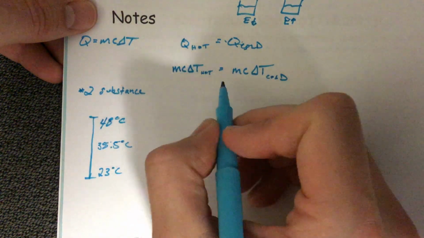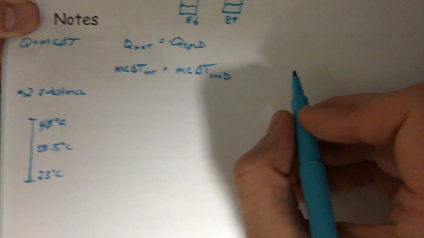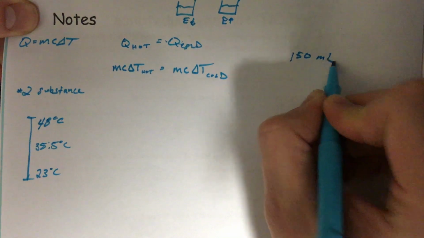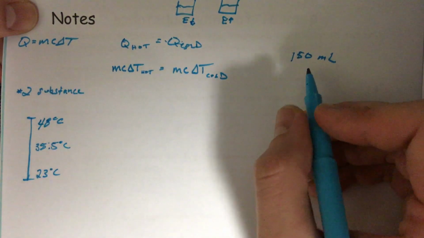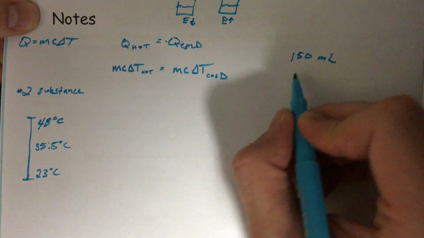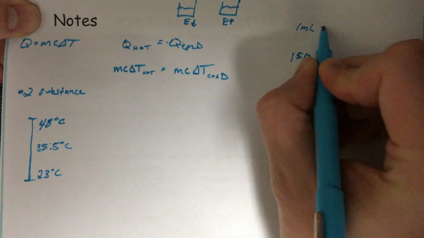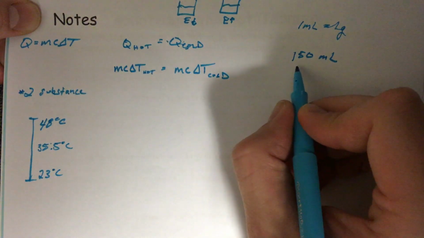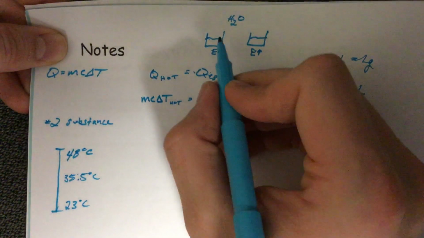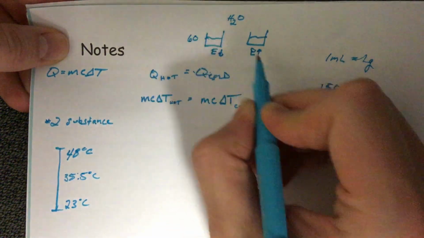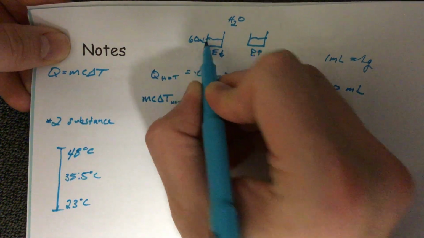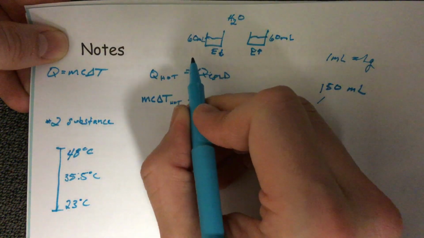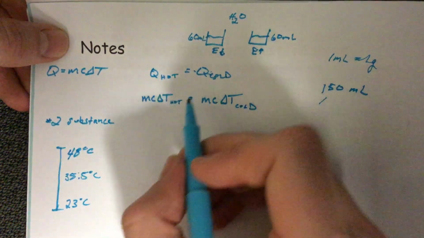So in lab again, we said that our total amount of substance that we can use is 150 milliliters, because that's the max amount that those cups could hold. And we know that 1 milliliter of water equals 1 gram of water, right? So I saw a lot of people were doing about 60 milliliters of their hot water, and then 60 milliliters of their cold water. So again, we'll use that data to help us out here.